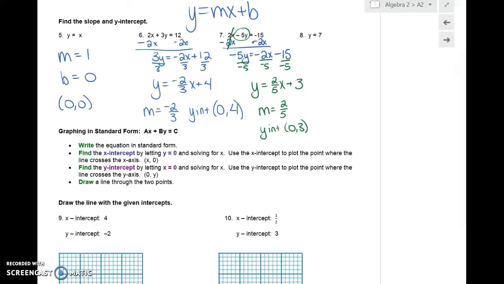Number 8. What do you think about number 8? What's the slope? The slope is not 7. The slope is 0. How do you know the slope is 0? There's no x, which means you could write this as y equals 0x plus 7.